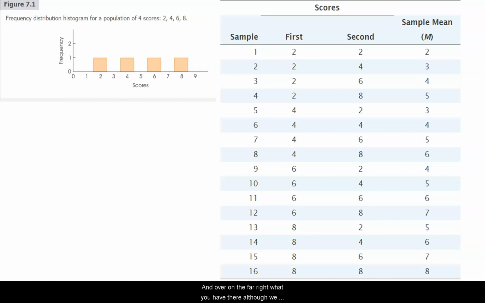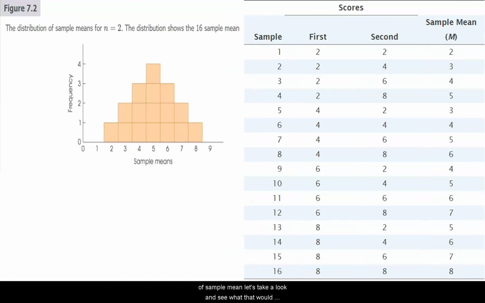And over on the far right, what you have there, although we didn't necessarily intend to do it, is a quote-unquote distribution of sample means. Not a distribution of individual scores, but a distribution of sample means. Let's take a look and see what that would look like in a histogram. What you have there on the left is a histogram with all of those 16 means. And what you have there physically now is a distribution of sample means. I've got all 16 boxes there represented, and of course we're representing them continuously with upper and lower real limits.